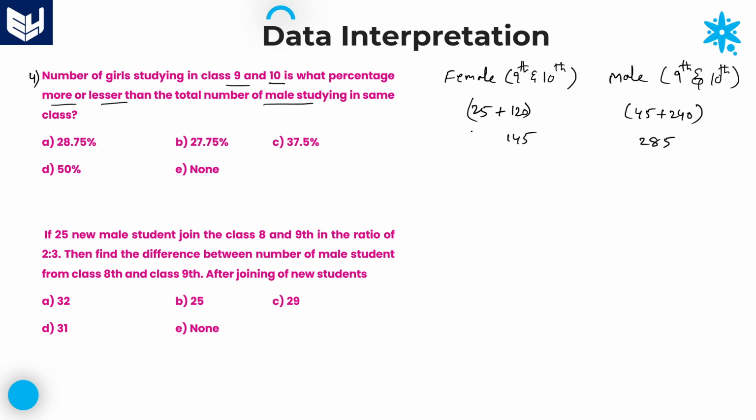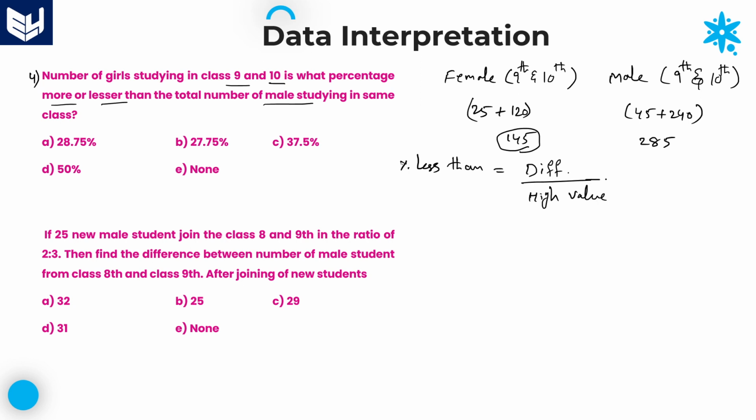Obviously, the number of girls studying in these two classes is less compared with the male candidates. So you need to calculate percentage less than. Basically, how can we calculate percentage less than? That is nothing but the difference between those two values which we are comparing, divided by, when you are calculating percentage less than, in the denominator you need to write down the higher value.